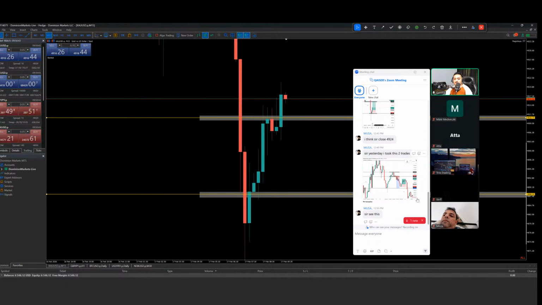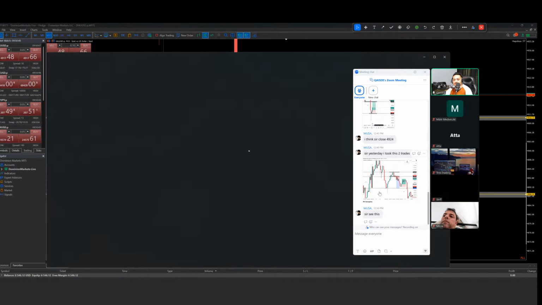Okay. So Musa sent me another chart. Yesterday I took these two trades. Okay.